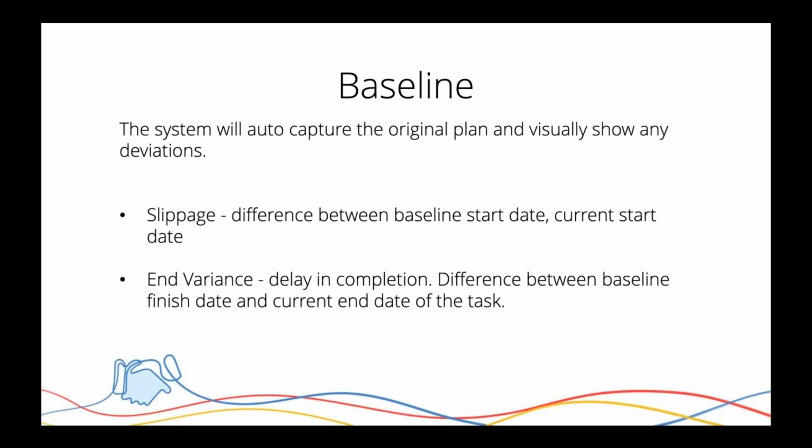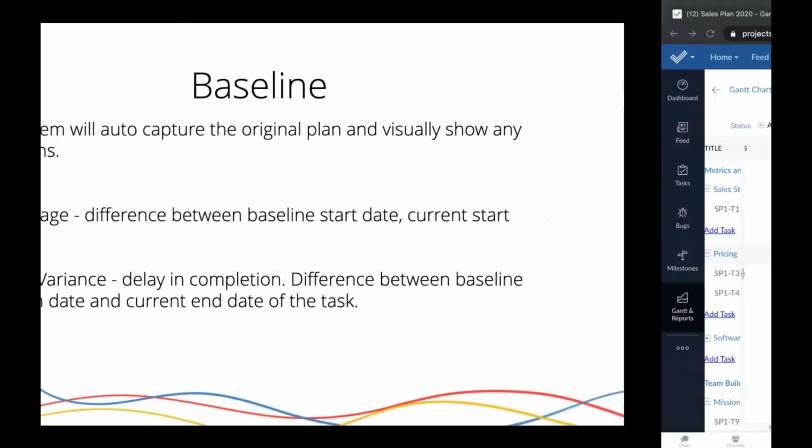Call it baseline. Slippage is a calculation, and variance is a calculation. Slippage means the difference between baseline start date and current start date. End variance means that there's a delay in the completion. So slippage is all about start, and end variance is all about end. So slippage: baseline start, current start. That's how you've changed the start date. End variance is all about completion, so the baseline finish and the current end, or current finish. So that's very, very simple to see.